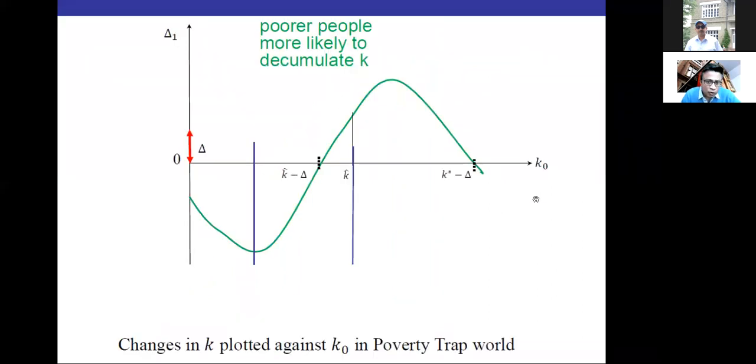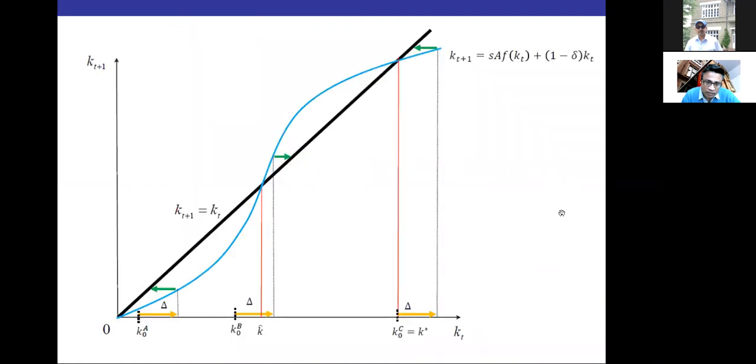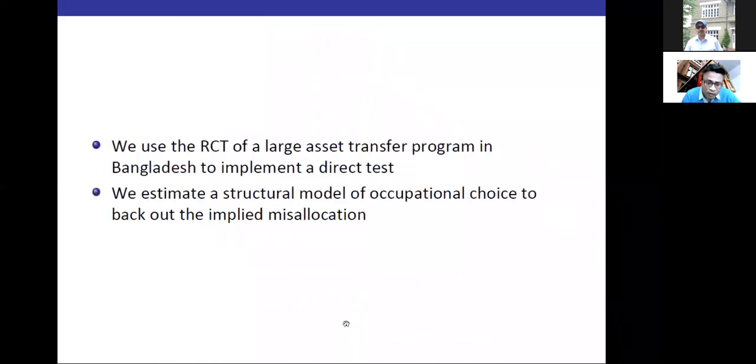Okay, so if you actually mapped K0 and delta 1 in this particular setting, we can see that there is going to be a non-monotonic relationship between K0 and your accumulation behavior, which is in contrast with the monotonic behavior around the steady state, which was negative in the previous case. Okay, and this is exactly our theoretical framework, and this is the point at which I would now make a transition to how we go about testing this in an empirical setting.